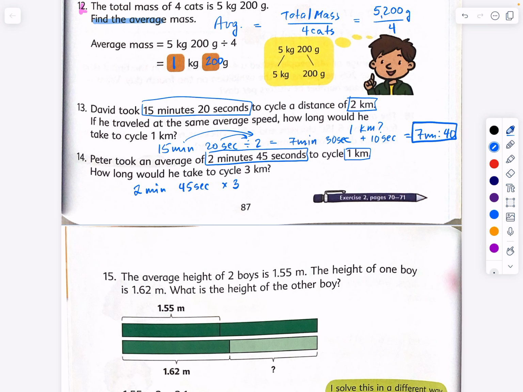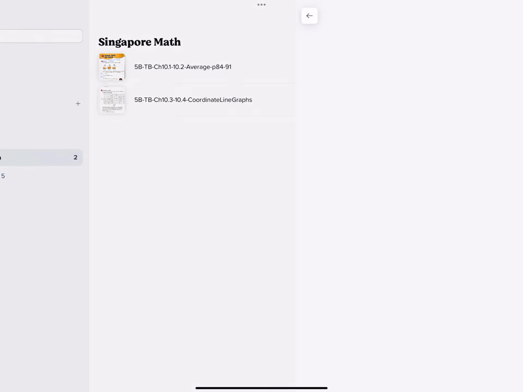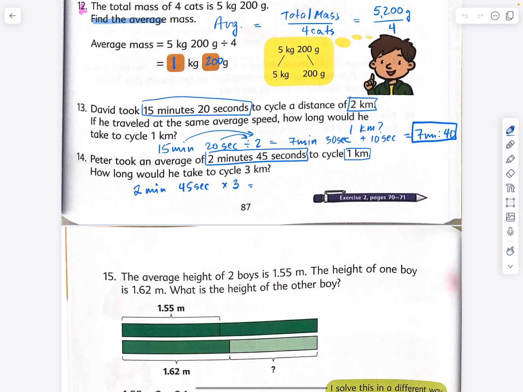multiplied by 3. Now, if we do remember how to multiply, oops, what just happened? I swiped. So sorry, friends.